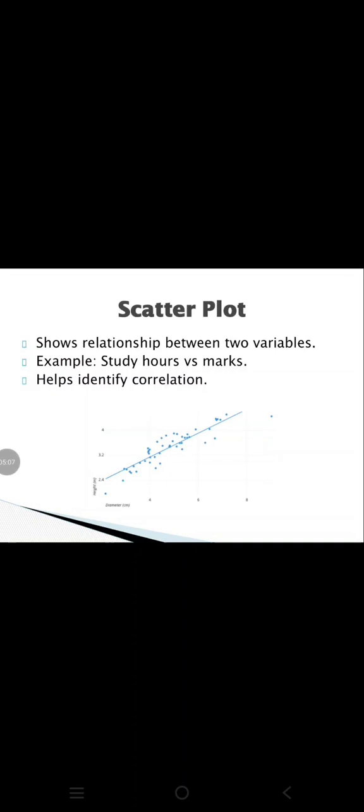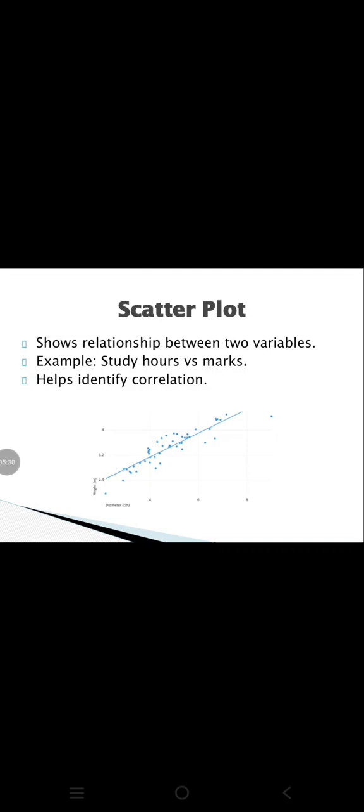Next one is a scatter plot. A scatter plot shows the relationship between two variables, for example, study hours versus marks. It helps identify correlation between variables and is widely used in machine learning feature analysis. This diagram is a scatter plot that shows the relationship between diameter and height. The x-axis represents the diameter in centimeters and the y-axis represents the height in meters.